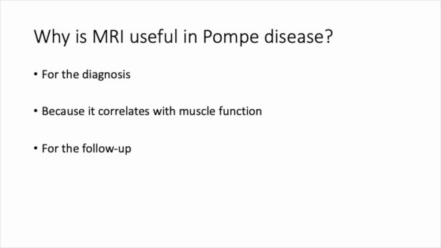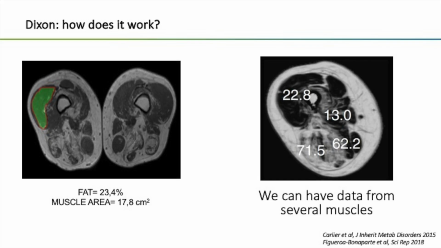So why is MRI useful? It's useful as well for the follow-up. In the last 10 years, there have been a lot of papers describing this imaging sequence called Dixon. That is something that we have been starting to use in neuromuscular diseases. What Dixon does is that it gives you two images of the muscle, one that is the water and one that is fat. So we can then draw a region of interest, as you can see here on the left, and then we can get information about that region of interest, the area and the percentage of fat, exact number, 23.4%, for example, here.